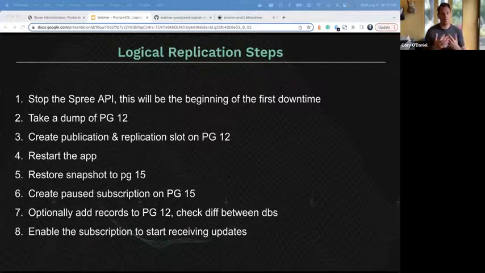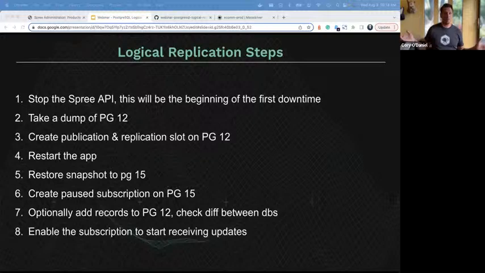So if you hop over to that README, you'll see there are actually two ways of doing logical replication, and we'll talk about those in depth in just a second. But the way we're going to be doing it, it's about 8 steps to get the database migrated. The first one is stopping your applications, putting them in maintenance mode. You'll take a dump of your application, create the publications and replication slots, and then restart the app. So that's effectively the window of downtime that you have there.